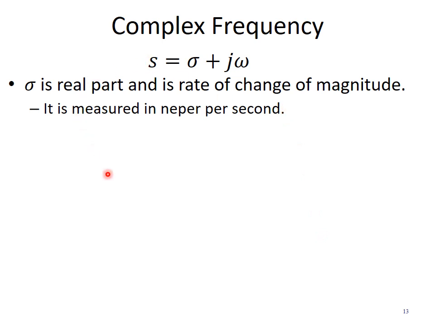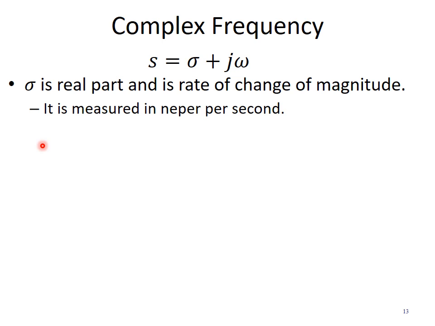Sigma in the complex frequency is the real part, and it is the rate of change of magnitude, the rate of increase or the rate of decay in the magnitude. It is usually measured in nepers per second. A neper is a logarithmic unit, like another logarithmic unit, the decibel. But in decibel we use log to the base 10, and in neper we use the natural log. This is the difference between neper and decibel.